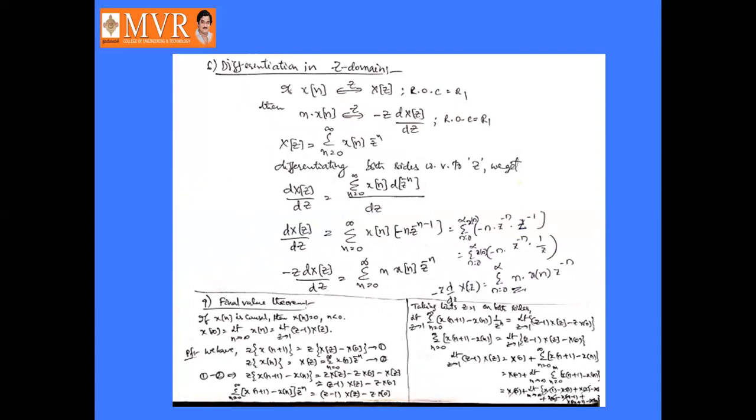Okay. Next, differentiation in Z domain. So if the Z transform of x of n is x of z, then the Z transform of n into x of n is minus z into d by dz of x of z. Okay. So x of z equal to sigma n equal to 0 to infinity x of n into z power minus n. Differentiating both sides with respect to z, we get d by dz of x of z is equal to sigma n equal to 0 to infinity x of n into d by dz of z power minus n. So d by dz of z power minus n is nothing but minus n into z power minus n minus 1.